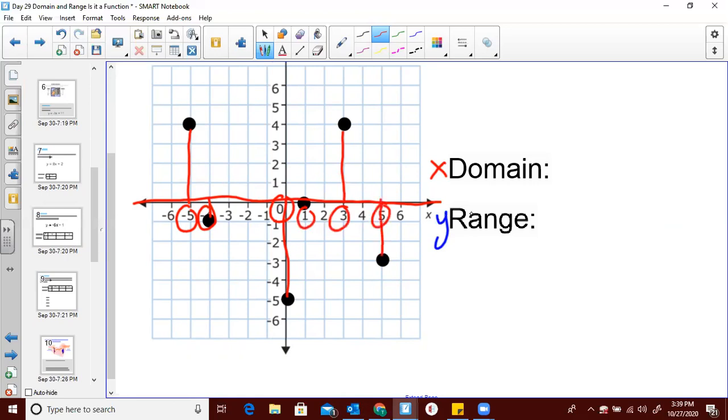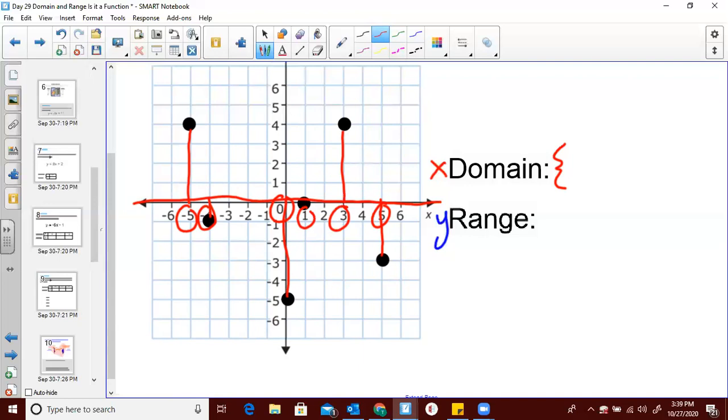So my domain is going to be all of those numbers that I circled. All of these numbers are on the x-axis. Right? We can see that all of these numbers touch the x-axis. I drew the lines from each point to figure out which number on the x-axis it was going to be in my domain.